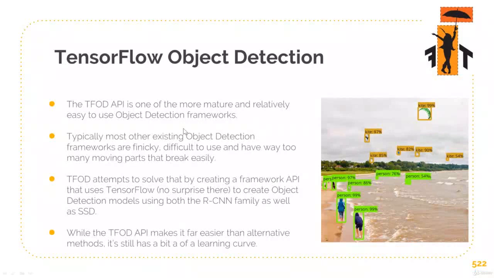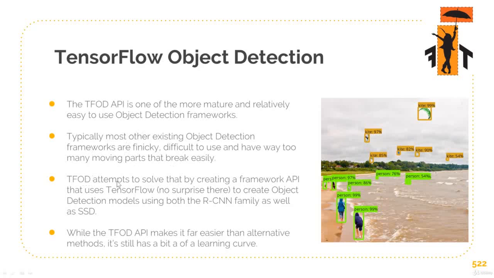So let's talk a bit about TensorFlow's object detection. The TF-ODI API is one of the more mature and relatively easy to use object detection frameworks. Most of them are actually quite finicky and tricky to use. Typically, most other object detection frameworks are finicky, as I just said, and difficult to use, and they break quite easily as they have a lot of moving parts.